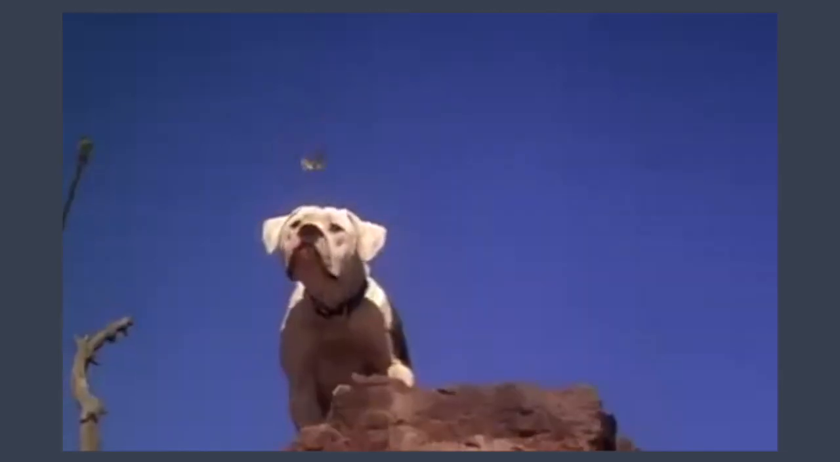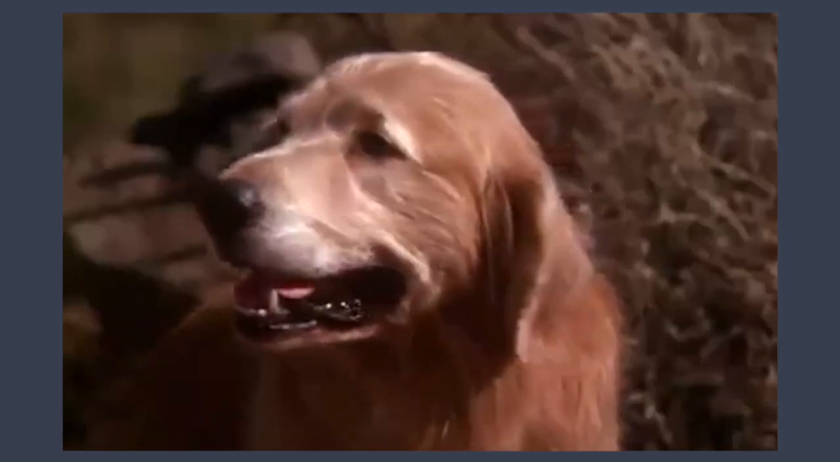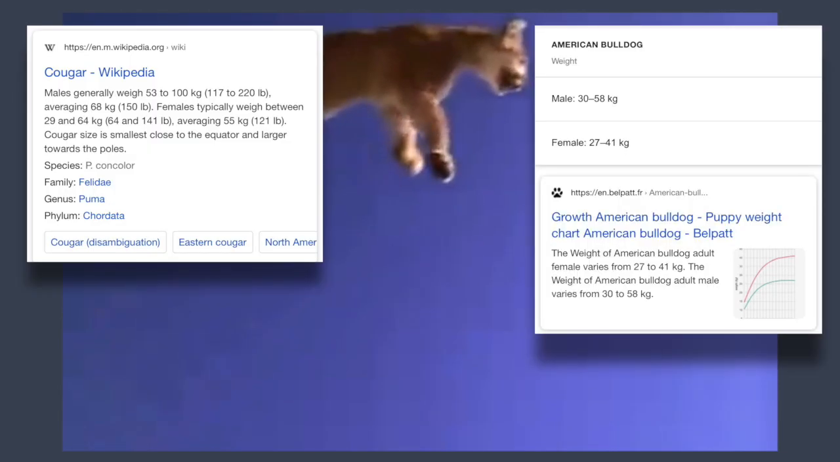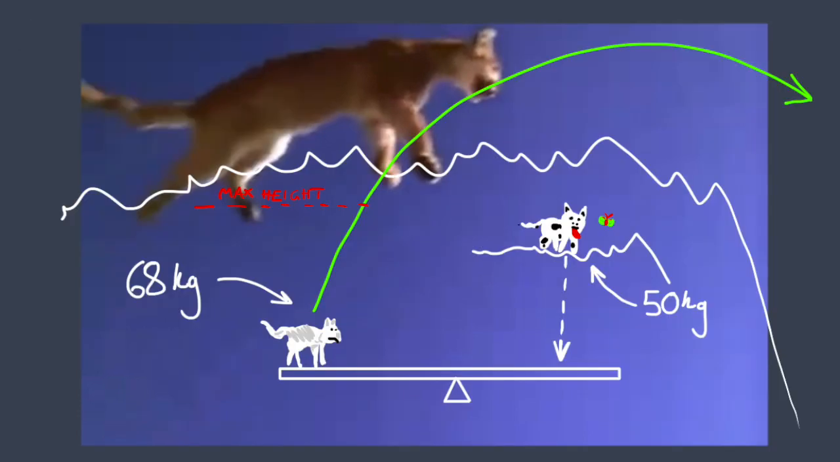Okay, so to Homeward Bound, where Chance and Shadow are trying to outwit a cougar. The first thing I'll tell you about this is that the mass of a cougar, on average, is about 68 kilograms. And the mass of an American bulldog is about 50 kilograms. So, let's have a look. Our dog, I know this drawing is incredible. You don't need to tell me, I already know.